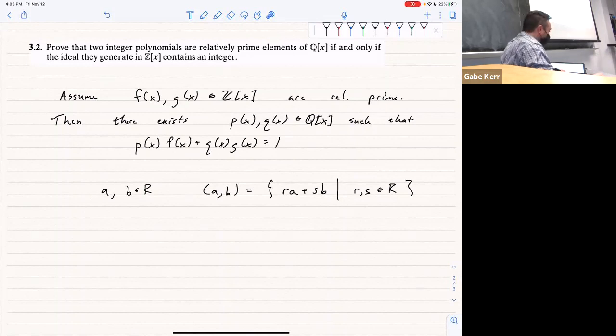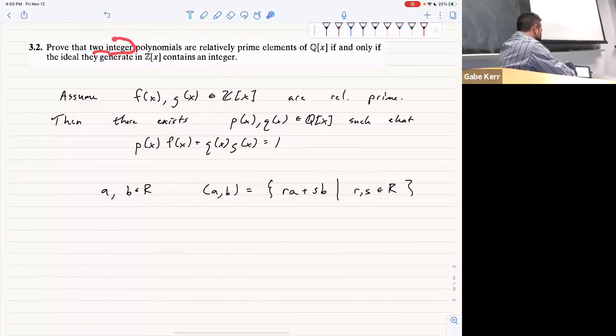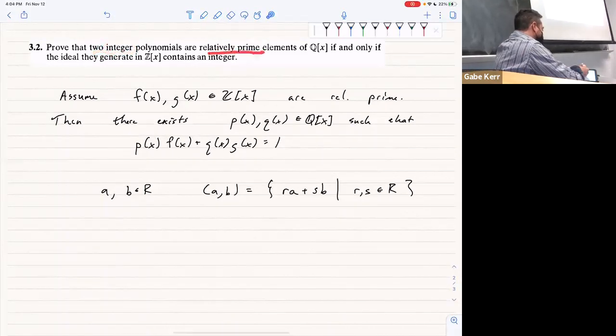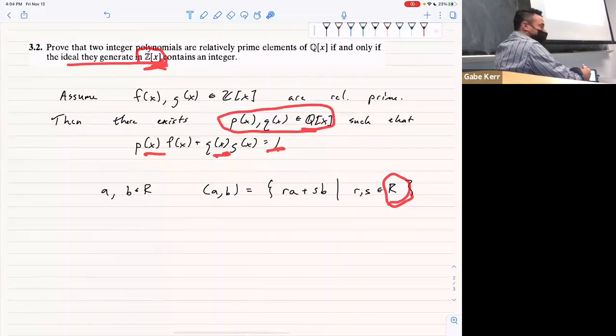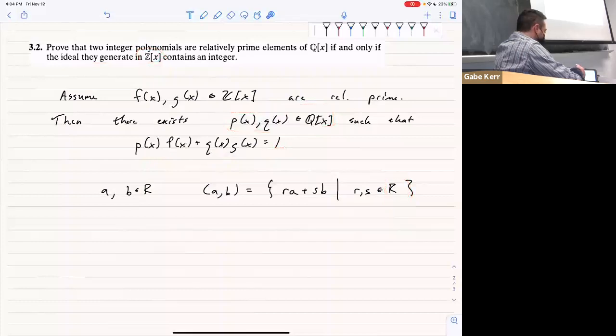Hold on. You can read very carefully. We want to be very, very cautious. Two integer polynomials are relatively prime in the ring of rational polynomials if and only if the ideal they generate in the integer polynomials contains an integer. Where was R here? Are P and Q in Z[x]? Q(x). One is not necessarily. I need these to be in Z[x].